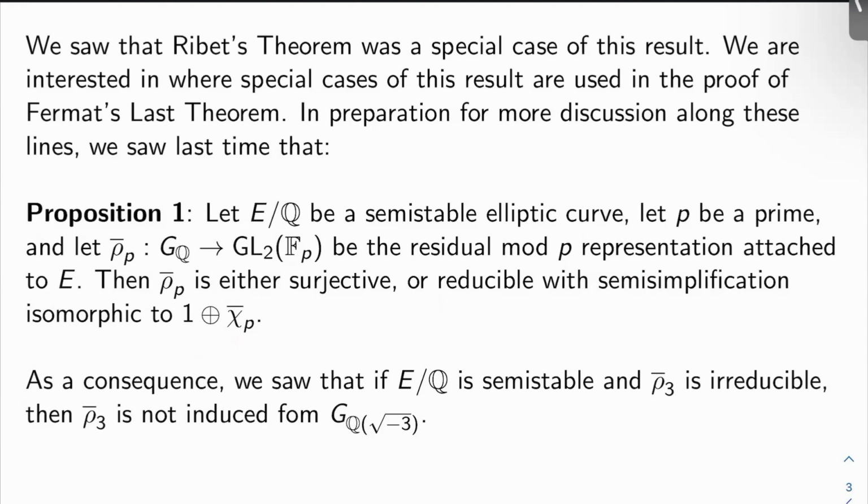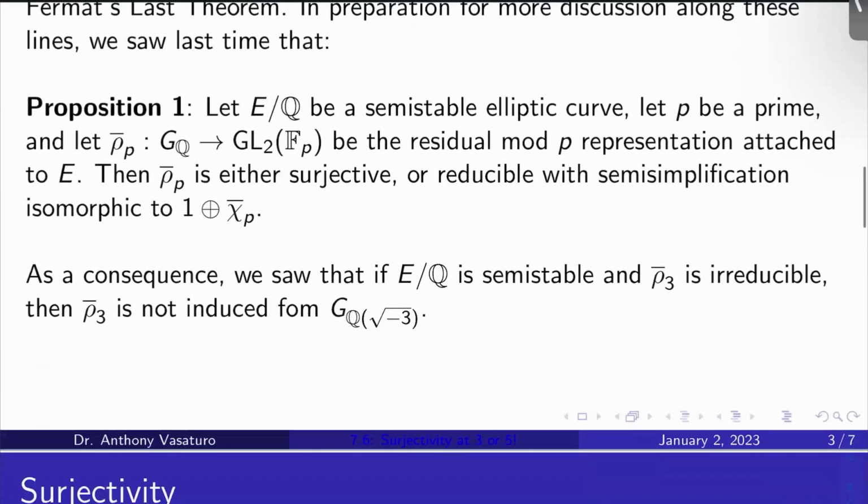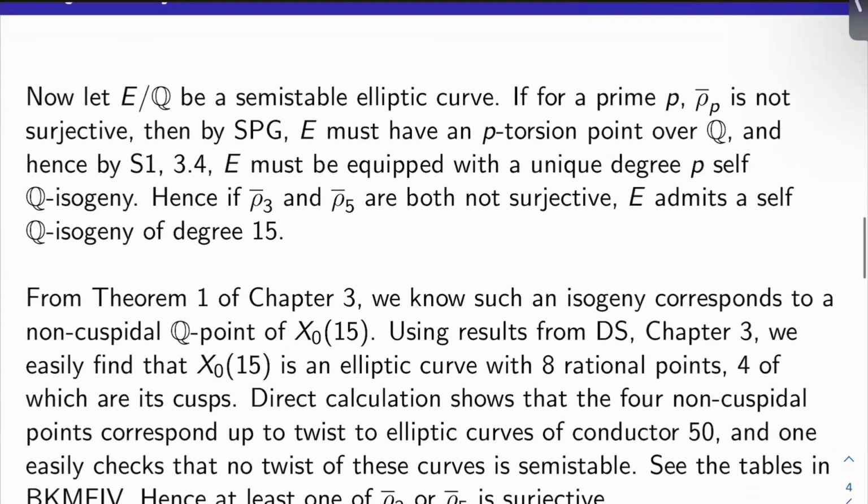All right? And then we had a corollary to this, which was: if E over Q is semi-stable and rho bar_3 is irreducible, then it can't be induced from the Galois group of Q adjoined root -3. It doesn't come from a smaller representation like that, basically. Okay, so let's do something new today.